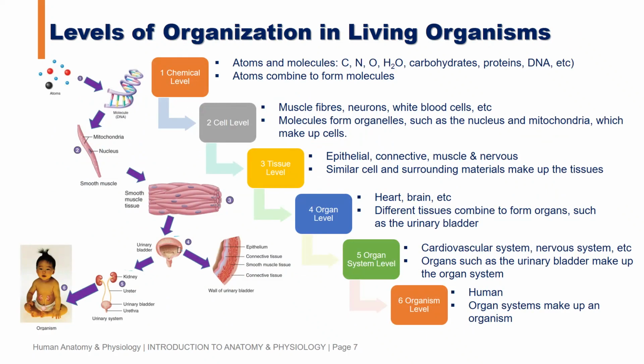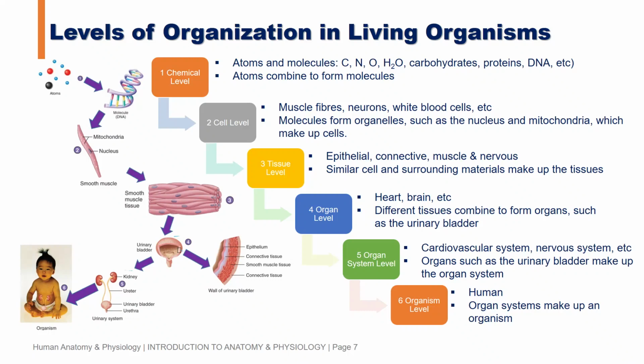Then let's move to the levels of organization in living organisms. As you can see from here, there are 6 levels. Number 1, we have the chemical level, 2, the cell level, 3, the tissue level, 4, the organ level, 5, the organ system level, and 6, the organism level. In the chemical level, what we have are atoms and molecules. So we have our carbon, nitrogen, oxygen, water, and bigger molecules like DNA. And so atoms combine to form our molecules.